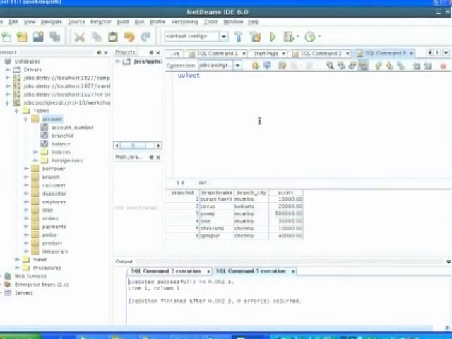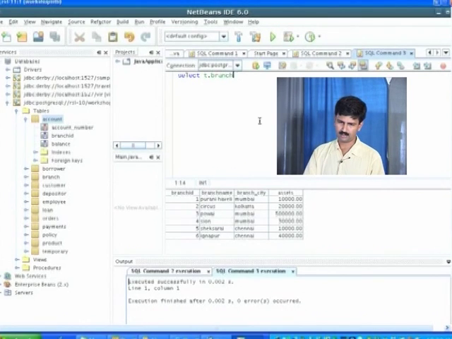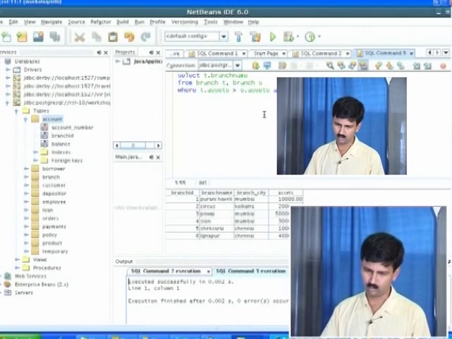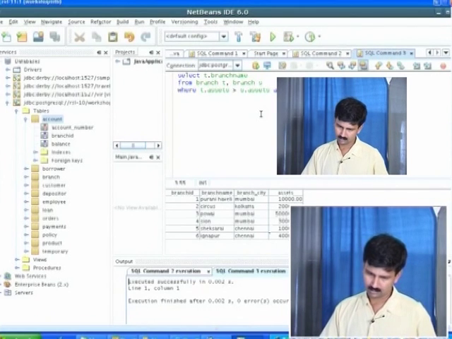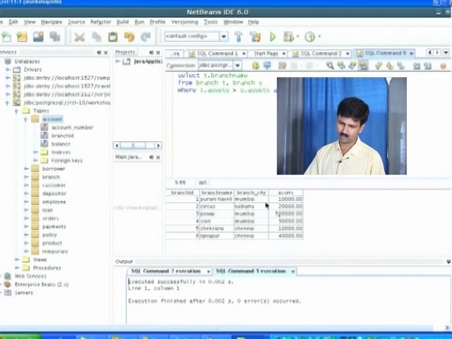Select t dot branch name from branch t, branch s where t dot assets greater than s dot assets and s dot branch city equals Mumbai. And are we going to have any results? Mumbai has these two, so this one in Chennai should come out.